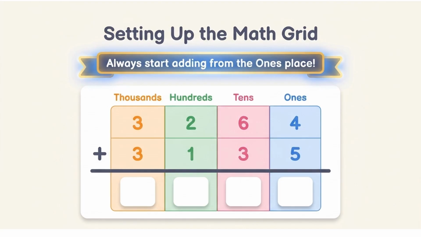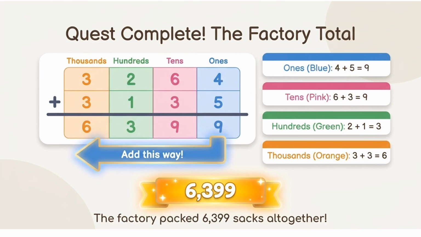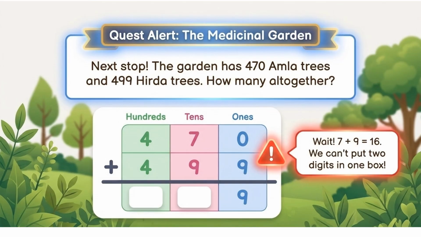So it's 3,264 on top. We first make the columns of ones, tens, hundreds and thousands. And then we write 3,135. Now 5 plus 4 is 5, 6, 7, 8, 9. So it's going to be 9. 6 plus 3 is 9. 2 plus 1, 3. And 3 plus 3 is 6. So we always add from this side. Okay, we start from the ones section. So the factory packed 6,399 sacks altogether.